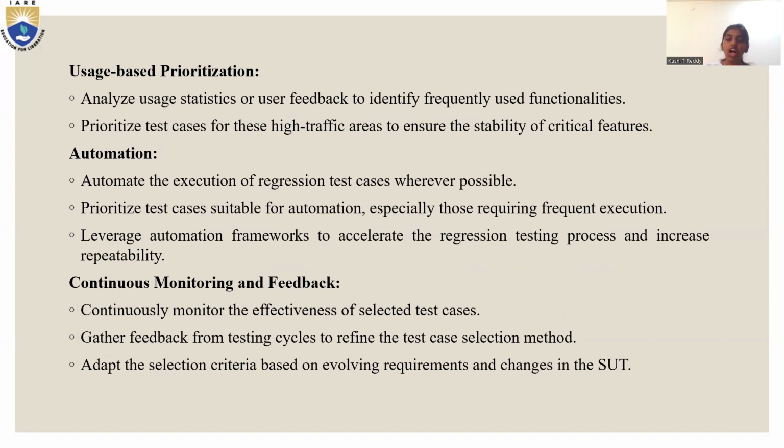Next is automation. Automation includes automating the execution of regression test cases wherever possible. Prioritize test cases suitable for automation, especially those requiring frequent execution. Leverage automation frameworks to accelerate the regression testing process and increase repeatability.